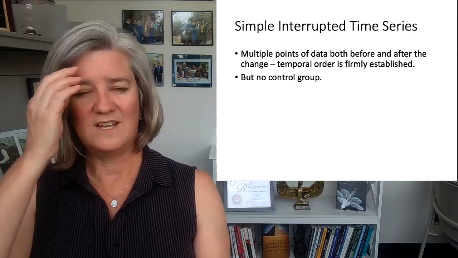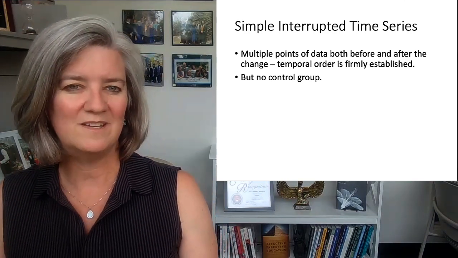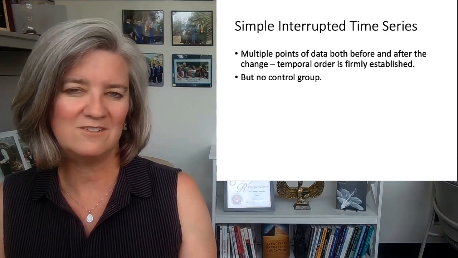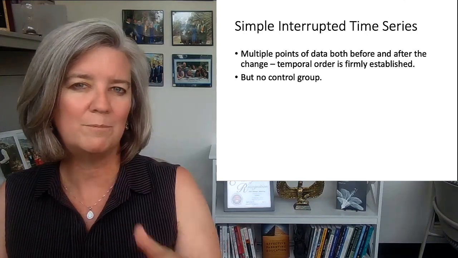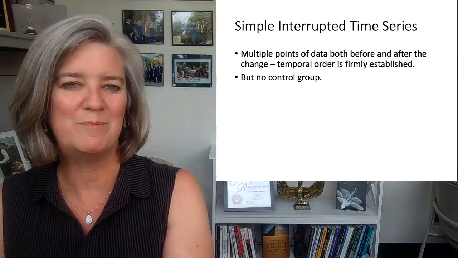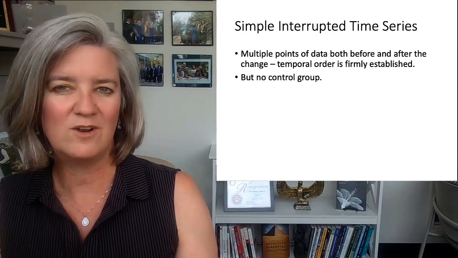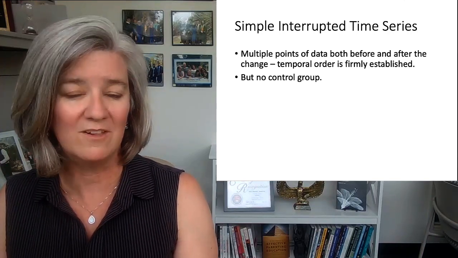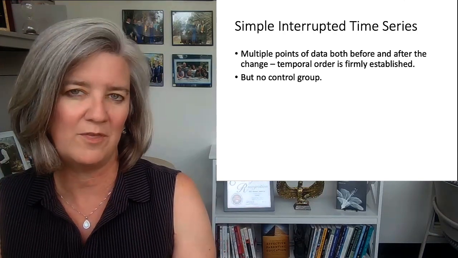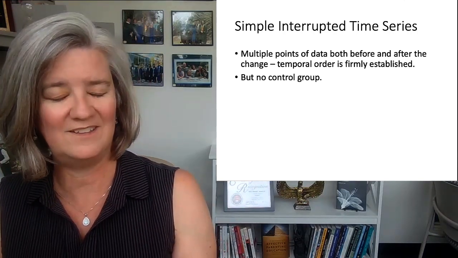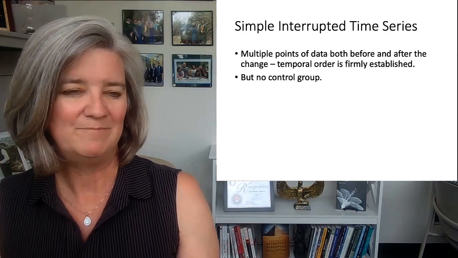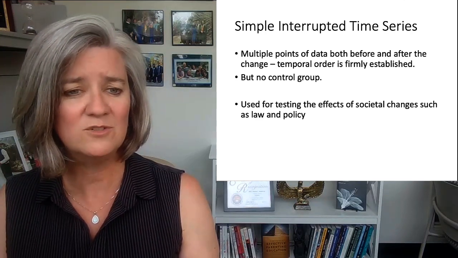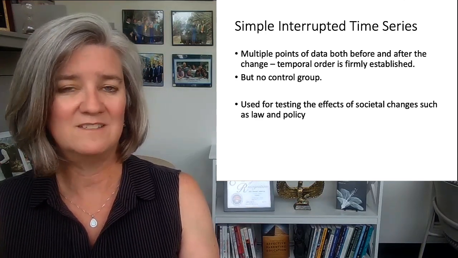A second form of quasi-experimental design with no control group is a little better. This is a simple interrupted time series. Essentially what the time series does is collect data at multiple pretest points and multiple post-test points. So it's a time series where the same variable has been measured many times. Something happened somewhere in the middle of it, so we can see trends before the thing happened and trends in the outcome variable after that thing happened. But usually a simple interrupted time series does not have a control group. It can be used for testing the effect of things like laws and policies.